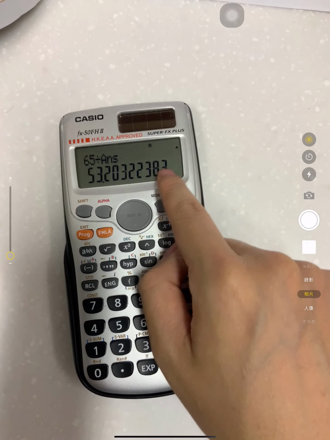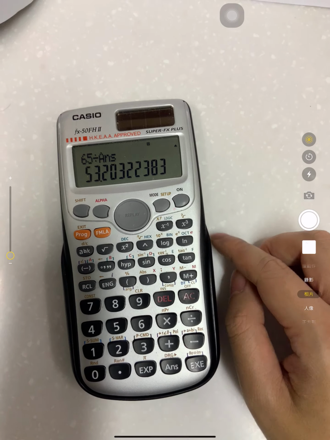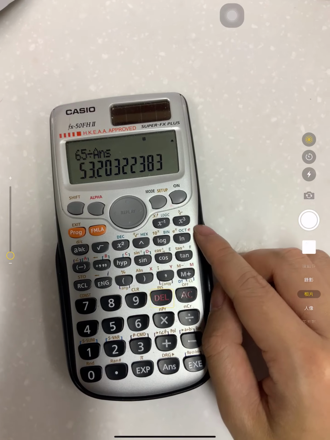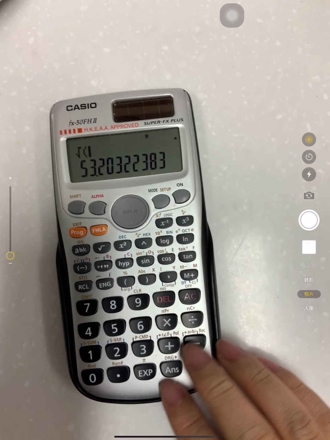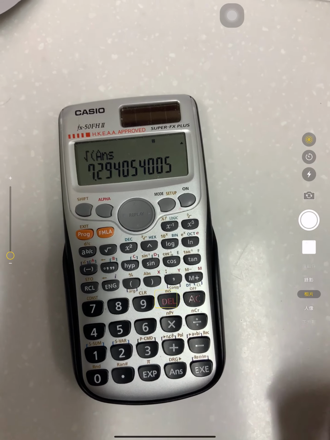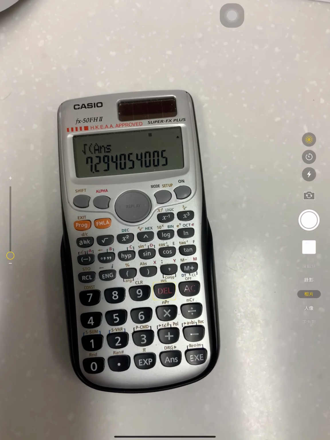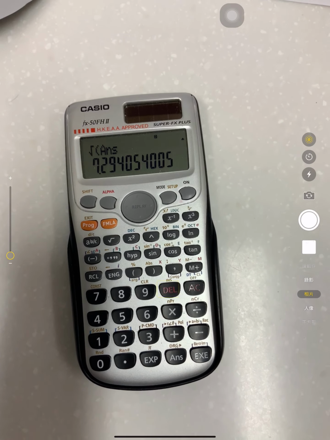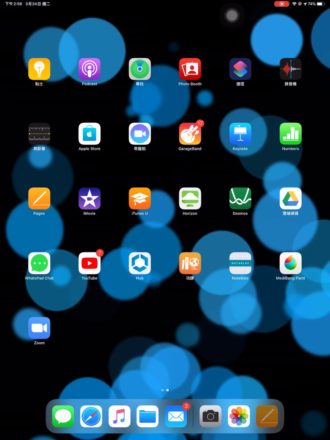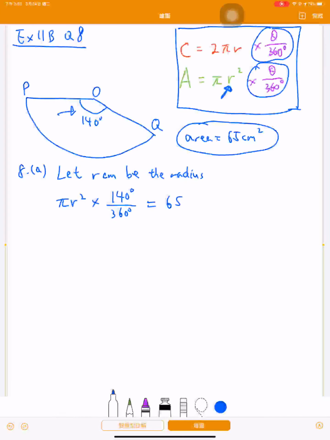But this one is not a beautiful number, so we can directly calculate the r first. That is to take the square root to find it out. So we know the answer is this one, right? 7.29. Okay, 7.29. Then we can get the r directly. That is 7.29.